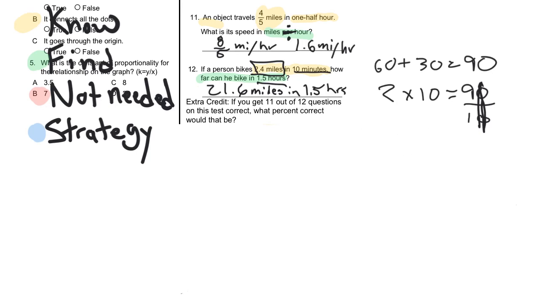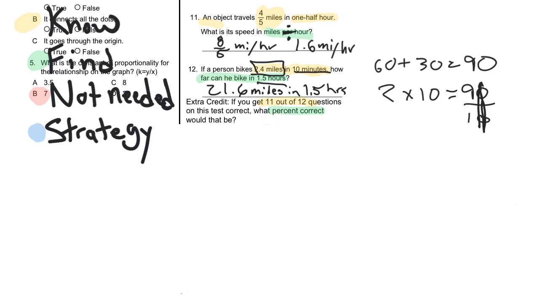Here we go. Extra credit says, if you get 11 out of 12 questions in this test correct, what percent correct would that be? So what do we know? We know that we got 11 out of 12 questions correct. Okay? And what are they asking us to find? The percent correct. So, I mean, we could find the percent of change sort of a thing and then subtract. That would be a little bit crazy strategy.